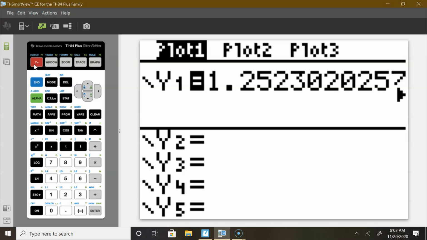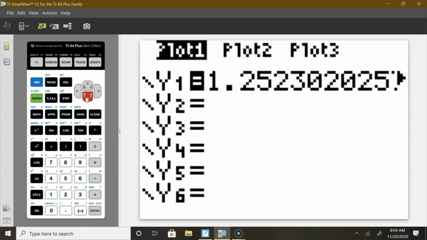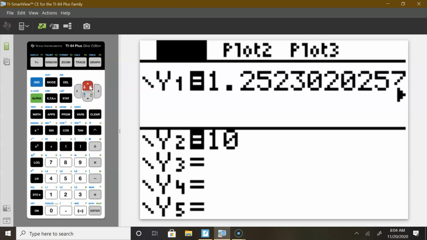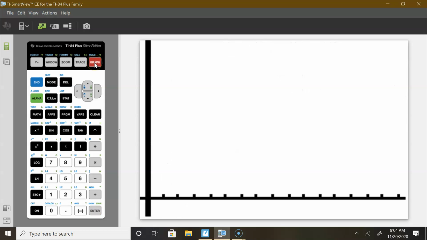Now for part E, it says all human life will die off if this molecule ever reaches 10 parts per billion. So to find out where they intersect, I'm going to hit 10 right here. And let me make sure plot 1 is off. I'm going to graph it. My window's obviously way messed up.